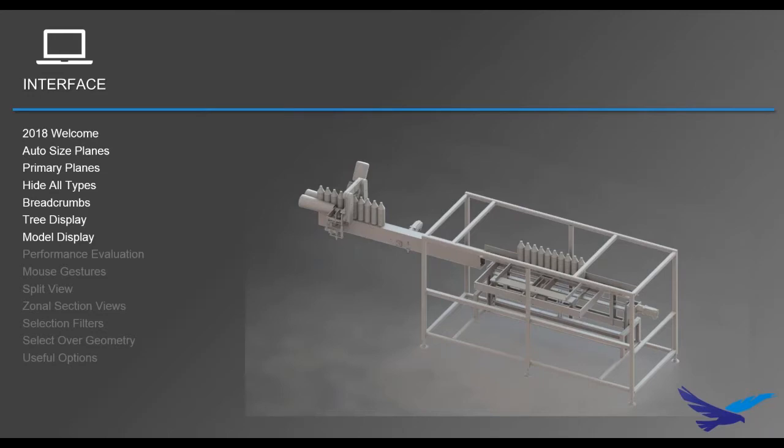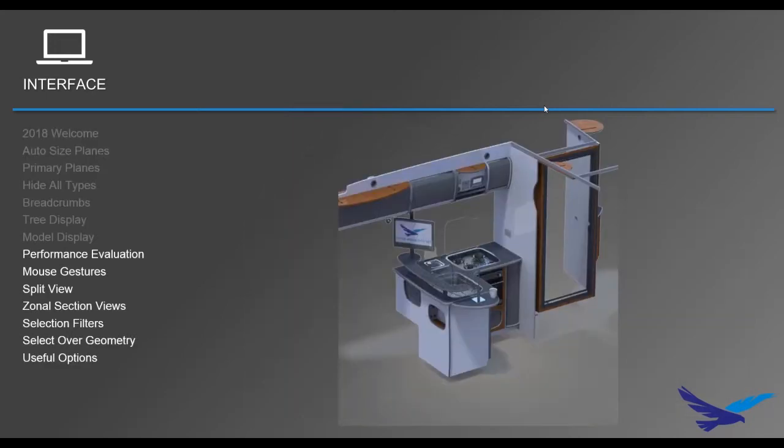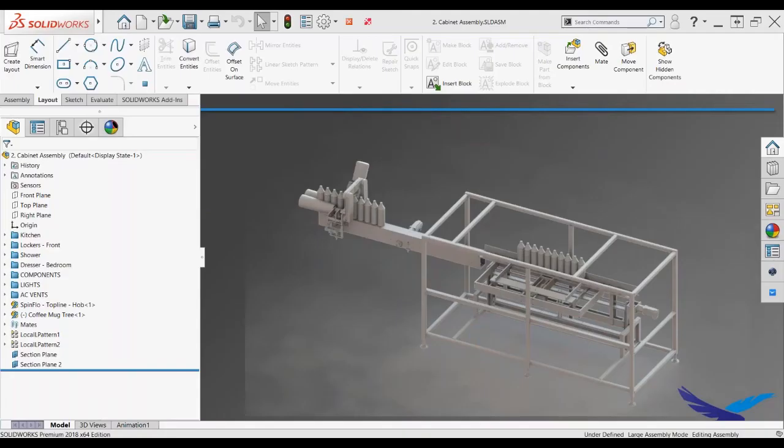So that was our 2018 welcome screen: auto-sizing planes, primary planes, hiding all types, breadcrumbs, tree display, and our model display. The next interface things I'm going to talk about are the performance evaluation, mouse gestures, splitting our view, zonal section views, selection filters, selecting over geometry, and then two of my favorite options that I set up anytime I'm using SOLIDWORKS, and I find make me a lot more productive and make my life substantially easier.